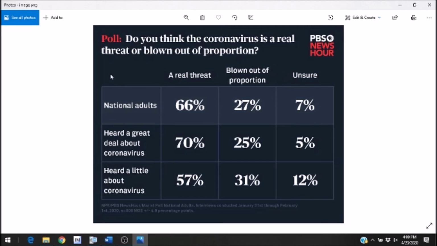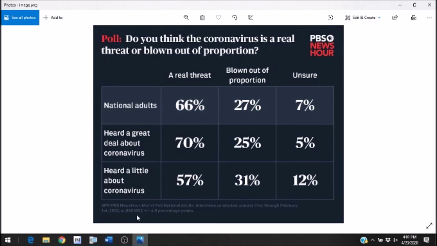When poll results are given on TV, there's often some information given on the bottom of the screen. First of all, they're saying over here n equals 808. That means 808 people were surveyed. And we're assuming this is an unbiased sample. They're not just asking people from Massachusetts, but getting a good representation of the United States.